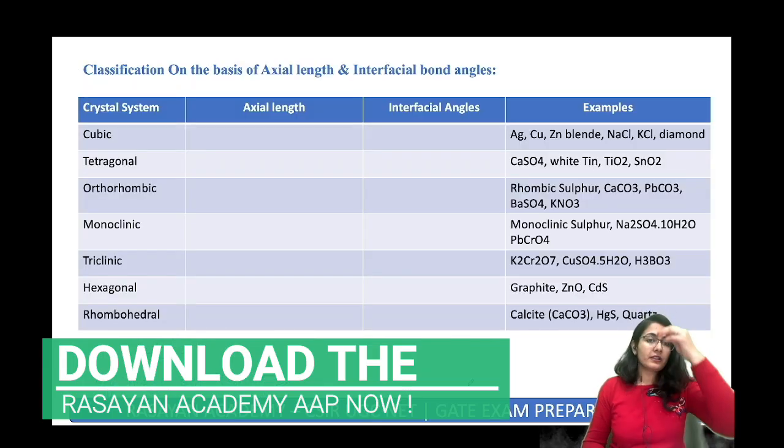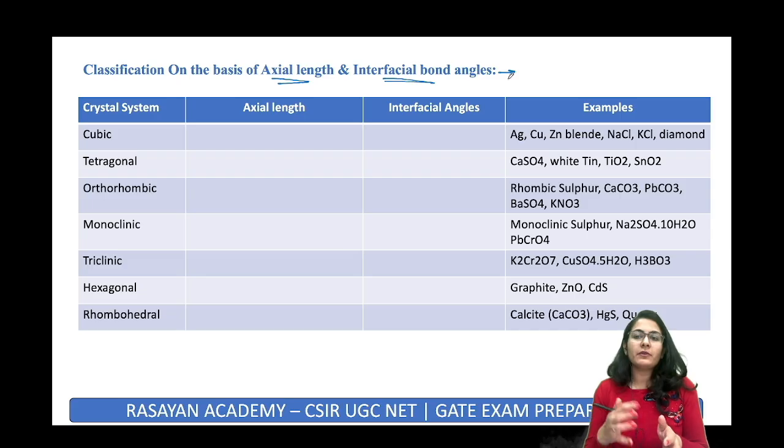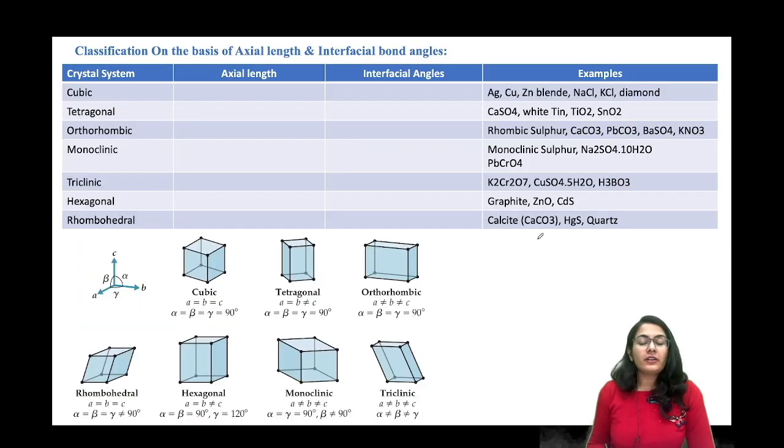And here comes the classification on the basis of axial length and interfacial bond angle. Okay, so here we are going to talk about different crystal systems. You don't need to draw and remember, but if there was a diagram, you will understand it better. So let me just incorporate a diagram over here for all of you. Alright guys, so here's the diagram.